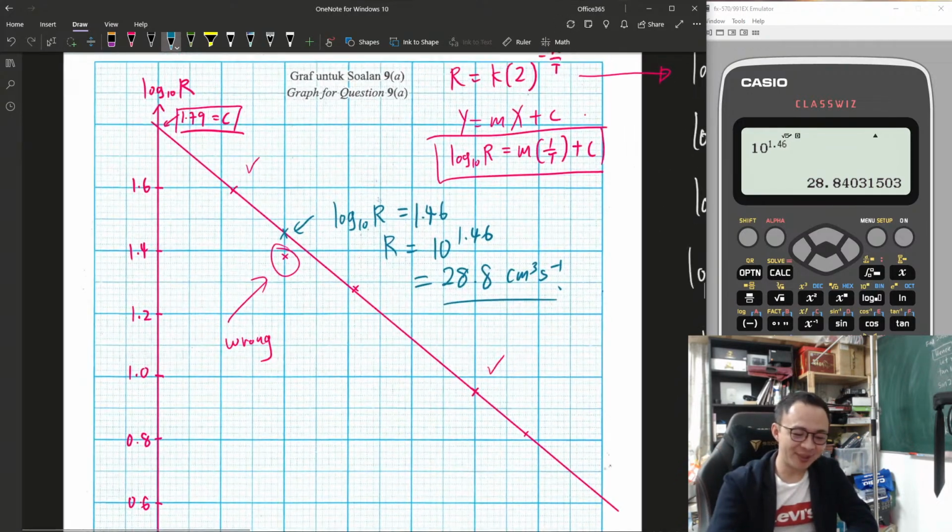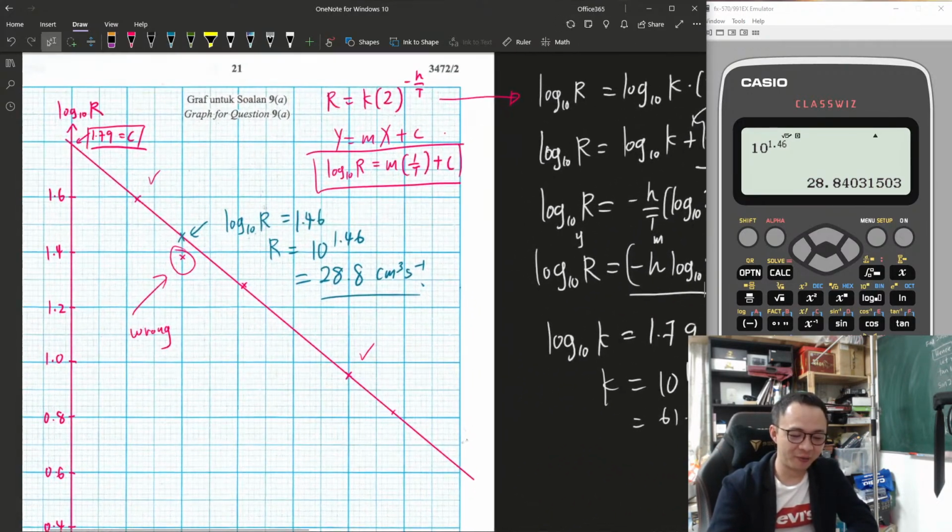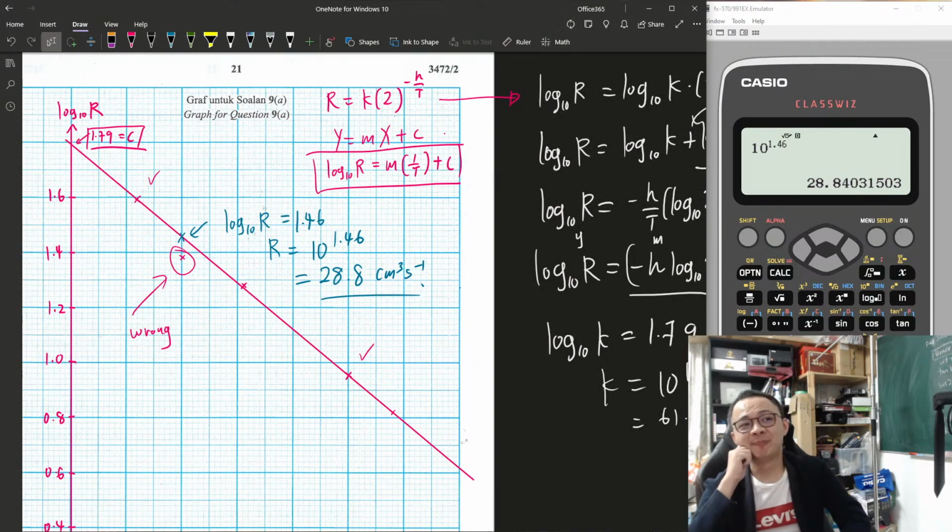Okay, so yep, this is how we solve this kind of question, 10 mark. So normally for the wrong point, you just need to find a point that is super far away from your best fit. Then we just assume that point is wrong. Because for the best fit, normally all the points are very close to the line we draw.